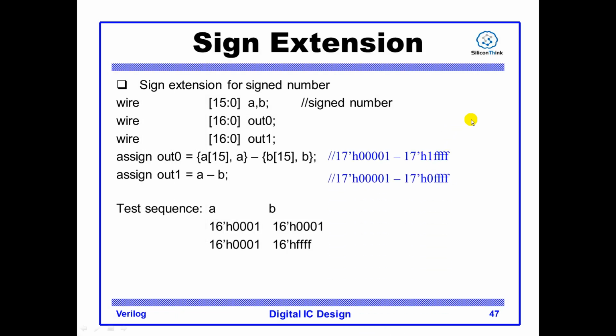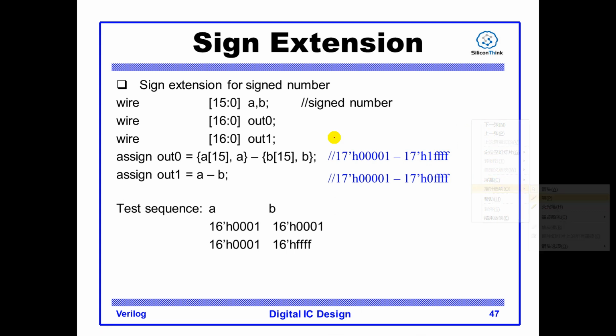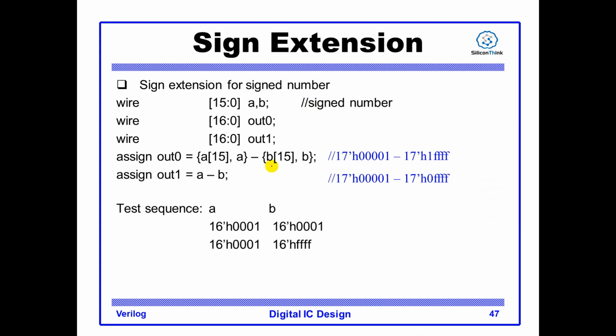Okay, this is an example of the difference for signed numbers in arithmetic calculation. If the designer treats the number as a signed number, you have to do sign extension by your own hand. You can't rely on the tool to do the zero extension.